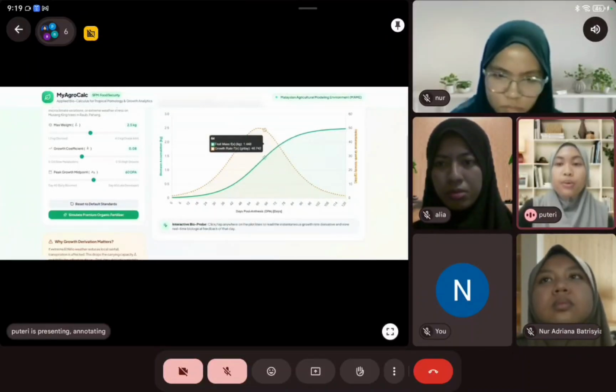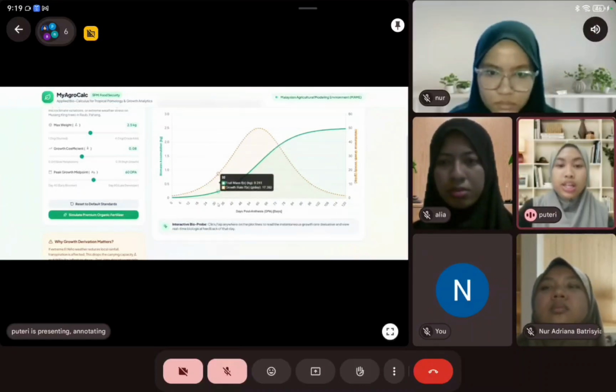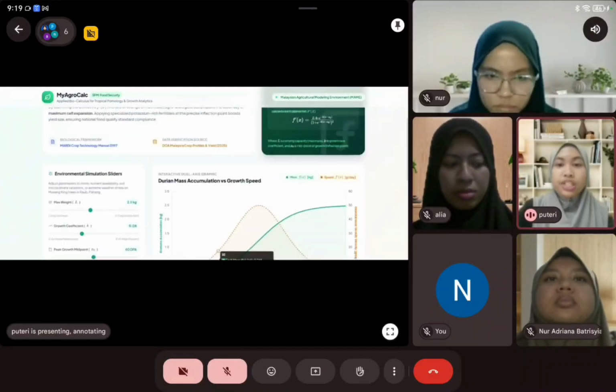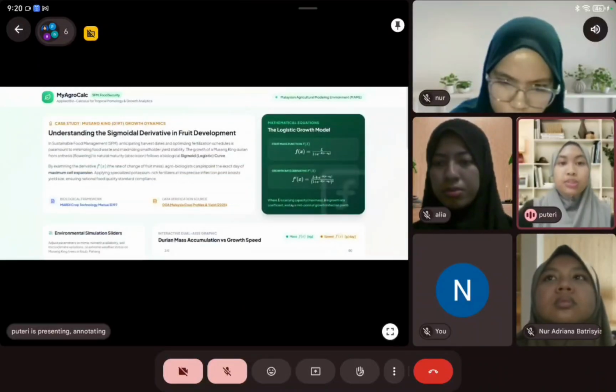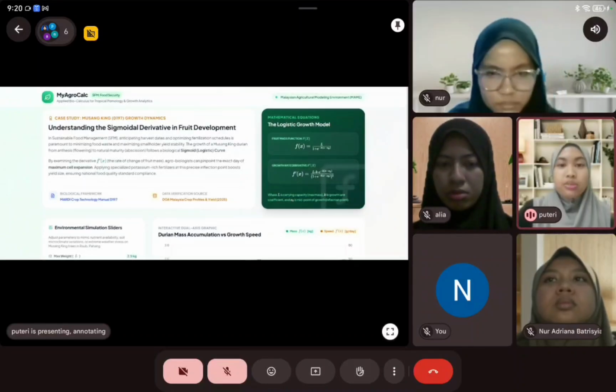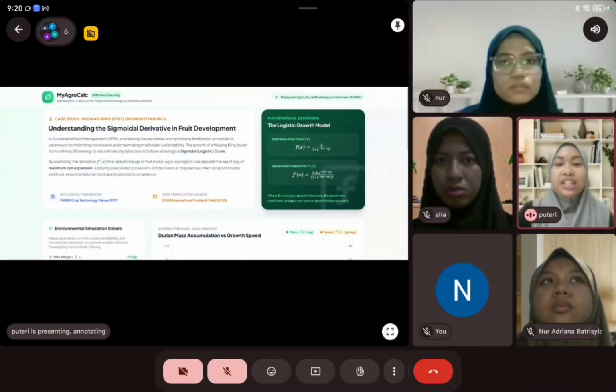Increase over time, while the derivative function shows the growth rate of the fruit each day. So the bioscience problem chosen in this project is understanding durian growth during planting, and how the environmental factors can affect the fruit development.